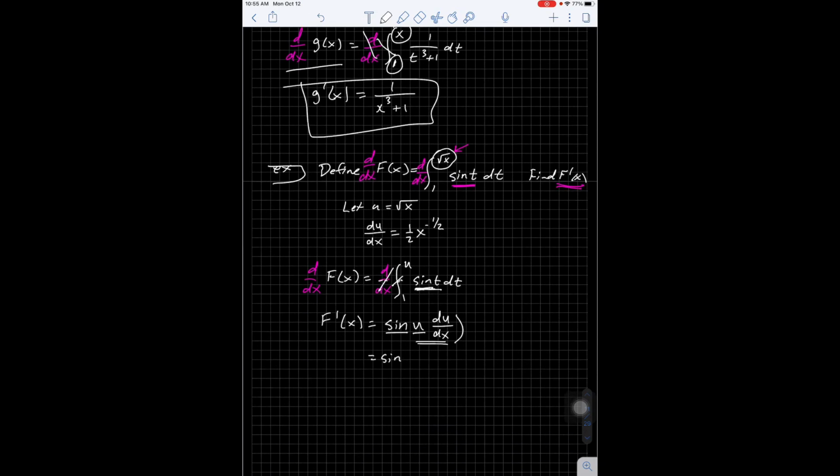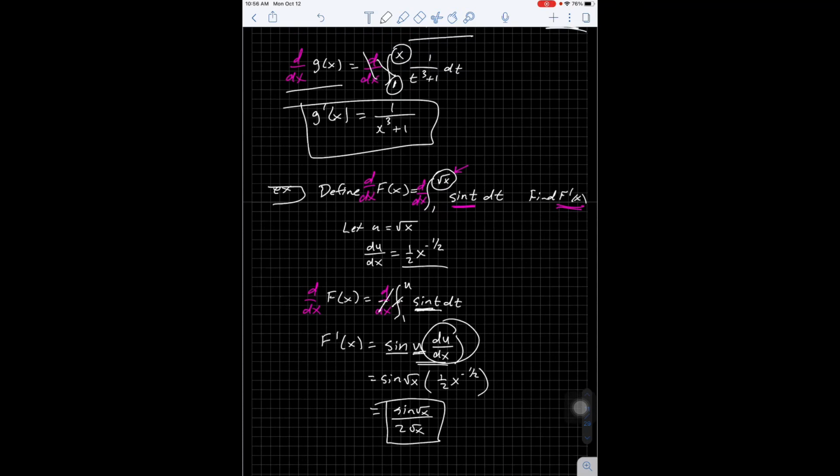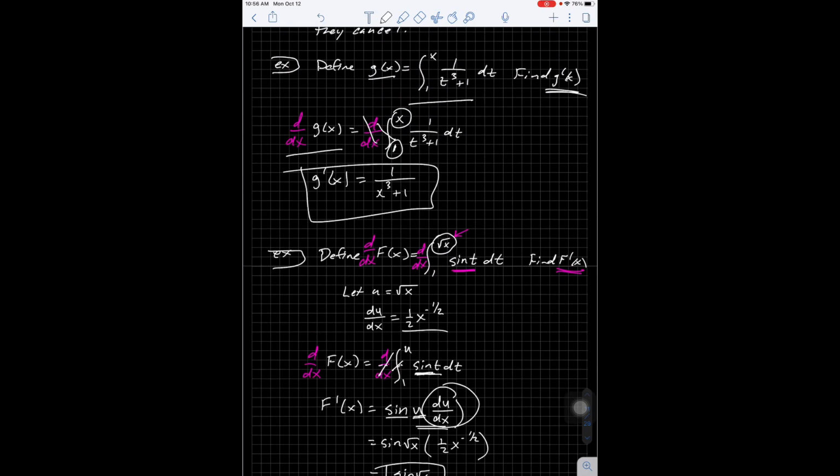then you can substitute back in. So u is going to be the square root of x, and du is going to be this 1/2 x to the negative 1/2. So if you want, you can write that as sine root x over 2 root x, and that's your answer. Now, this whole thing, this du dx thing, is technically happening up in here too.